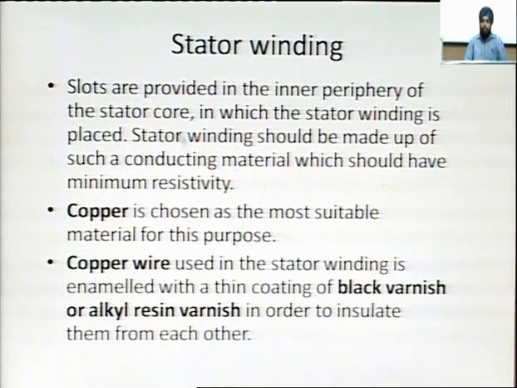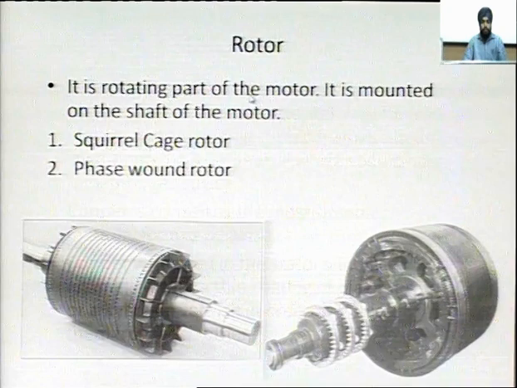So again copper is used for the construction of the stator winding because copper has less resistivity, and therefore the cross sectional area required for the copper wire should be less, and weight will also be less when we use copper as a material for construction of the stator winding.